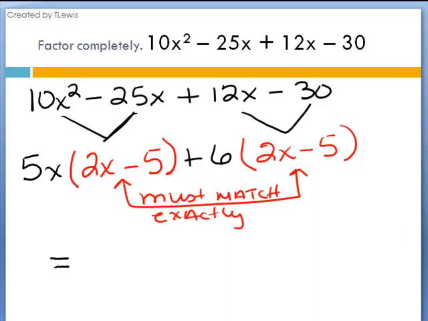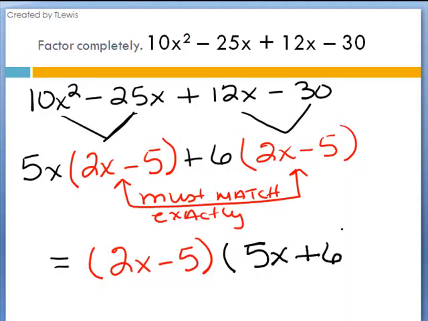So when you write your answer, you want to factor out what's in common. What do you see that's in common? Well, what we have that's matching exactly, we're going to factor that out, and it factors out as 1. Not 2 binomials, but 1 binomial. That's the common GCF, the 2x minus 5. And then what is left over? We have 5x plus 6. So that is our binomials. 2x minus 5 times 5x plus 6.